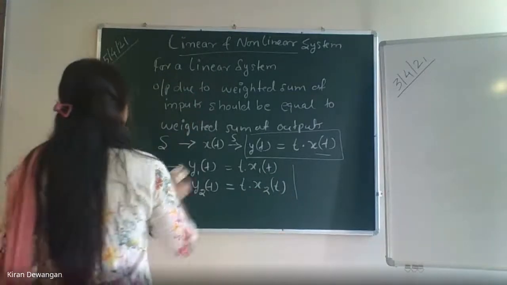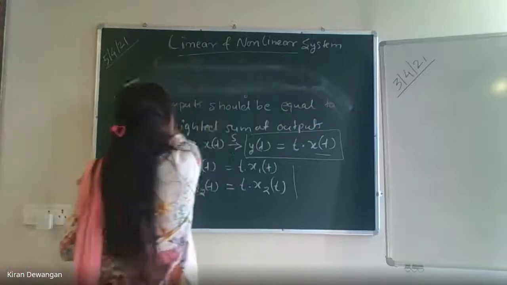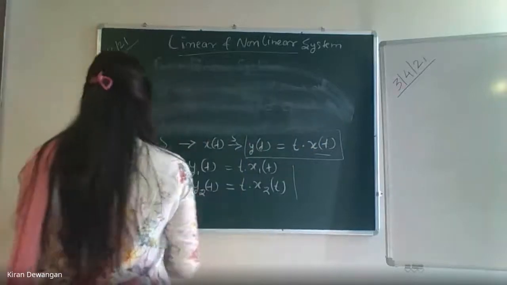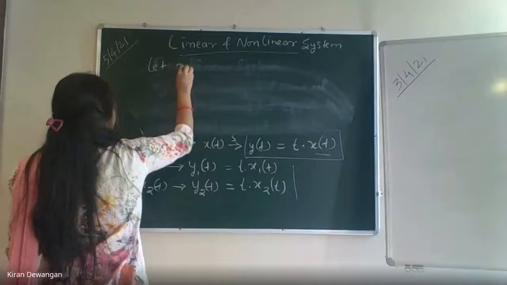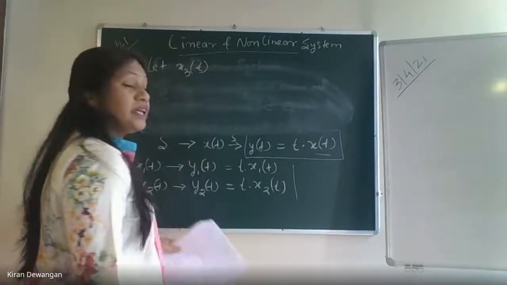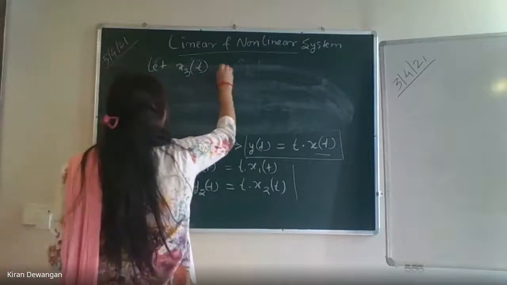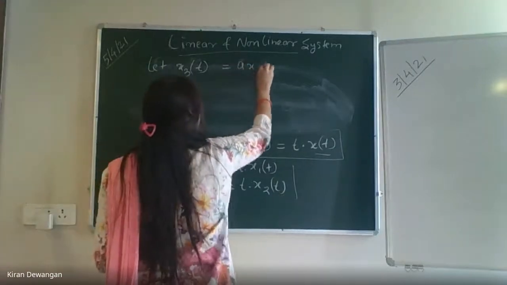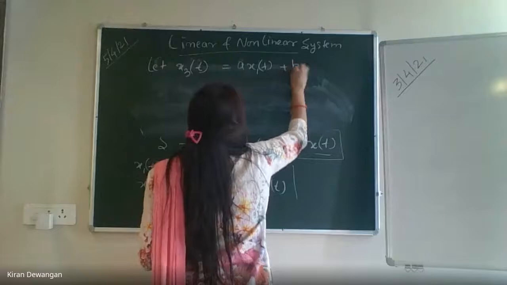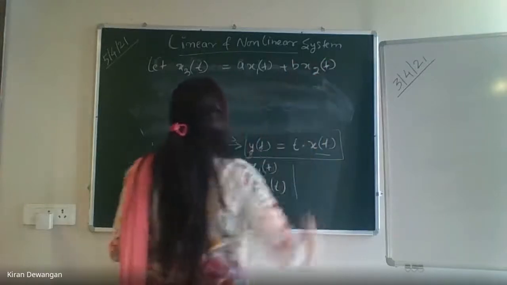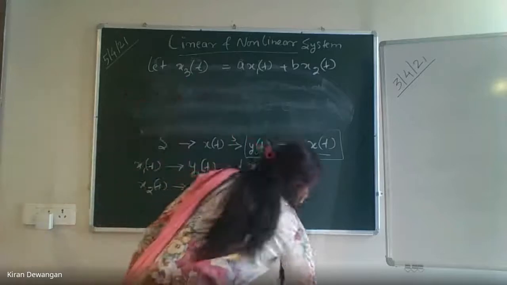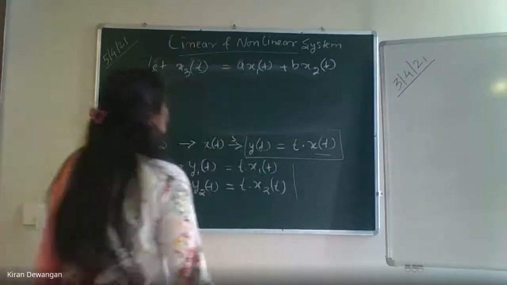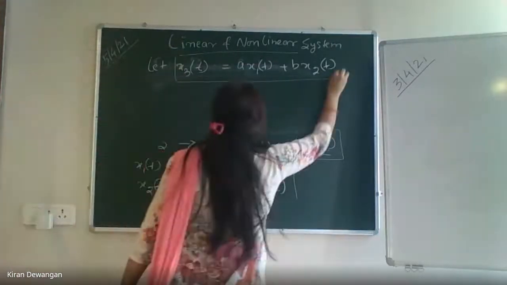Now, if I take x3(t) as another input, let x3(t) be the linear combination of x1(t) and x2(t). Let x3(t) be a times x1(t) plus b times x2(t). This is the linear combination of x1(t) and x2(t).